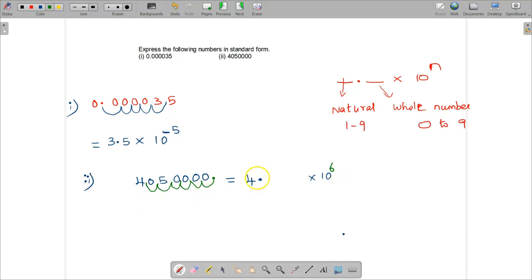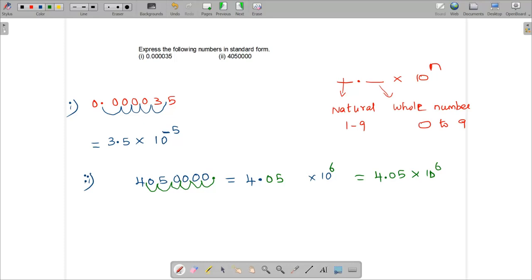So 4 point. What are all the other values? You can exclude zeros, but the other values we have to write. The other numbers are 0, 5. So 0, 5 I have to write into 10 power of 6. So it is nothing but 4.05 into 10 power 6. At the end, if we have repeated zeros continuously, you can exclude those zeros and write.